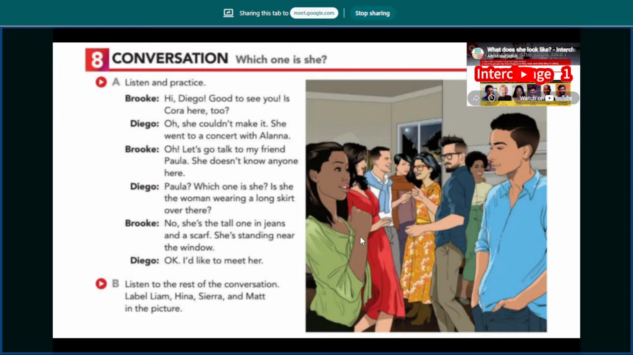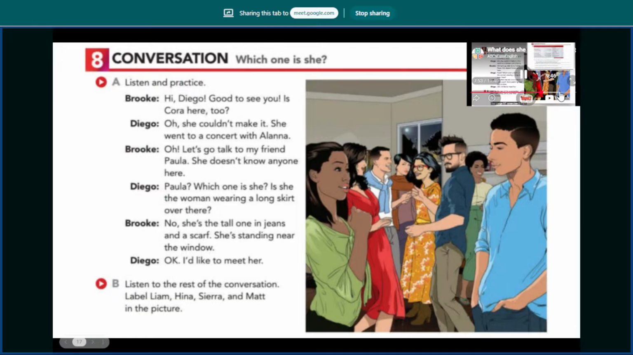Also we can say what he or she is doing. So that's what we are going to see in the second part of the conversation. Here we are going to label the rest of the people who are there. You have Liam, Hina, Sierra and Matt, so four people here. This is Diego and this is Brooke, so these two are talking. We have already ruled that out. She is Paula. So now we are going to see who the remaining four people are and label them. Note down properly. Exercise 8, Part B. Listen to the rest of the conversation. Label Liam, Hina, Sierra, and Matt in the picture.